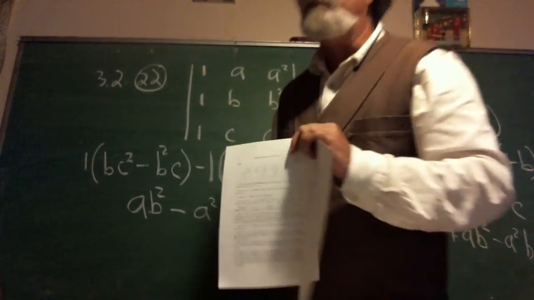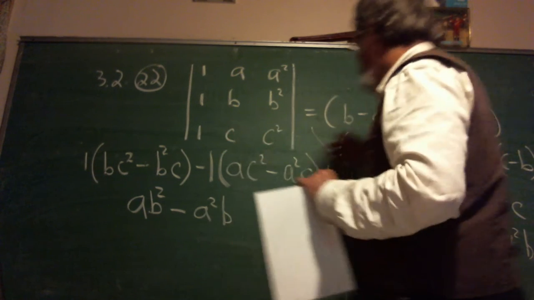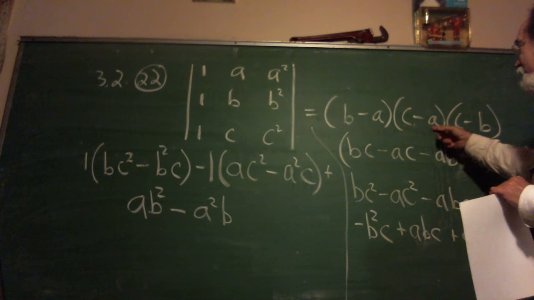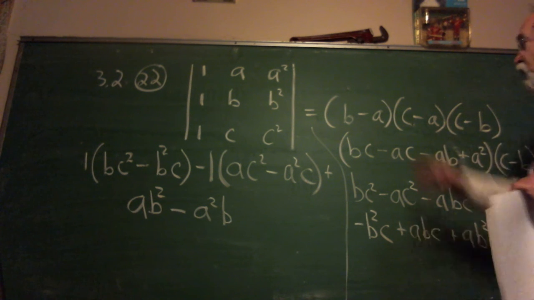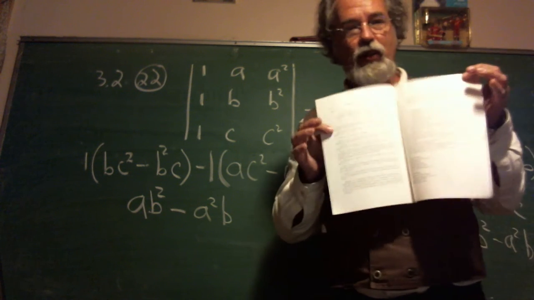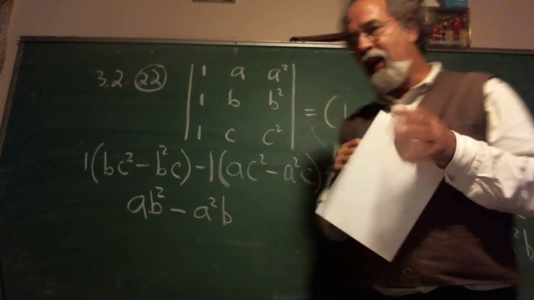It's very cool. And the big deal about it is this. As long as the A and the B are not the same number, the A and the C are not the same number, the B and the C are not the same number, the determinant is non-zero. And we needed to have a non-zero determinant for this calculation.